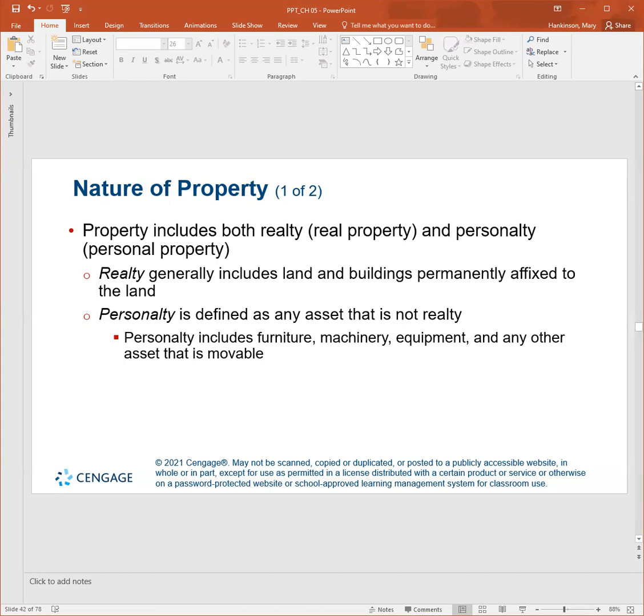Assets used in a trade or business or for the production of income are eligible for cost recovery only if they are subject to wear and tear, decay, or decline from natural causes. Assets that do not decline in value or that do not have a limited useful life are not eligible for cost recovery, and those are things like land, stock, and antiques.